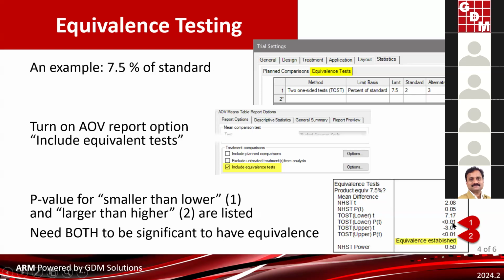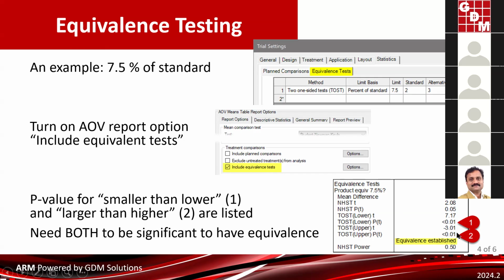So there'll be 2 p-values in this case, because we have the upper and the lower that we're performing. So there's the TOST, the 2 one-sided test. You've got the lower p-value and the upper p-value. And what we're hoping for in order to establish equivalence would be both of those p-values need to be significant.